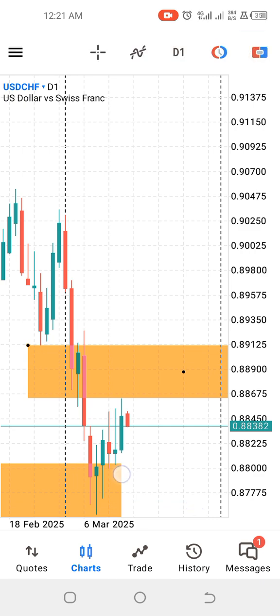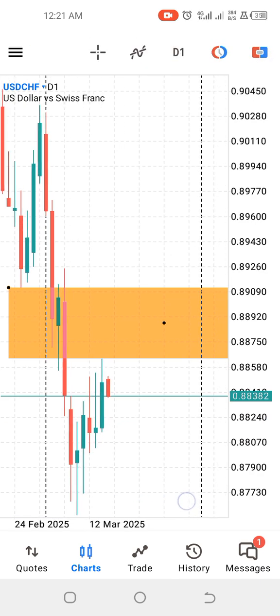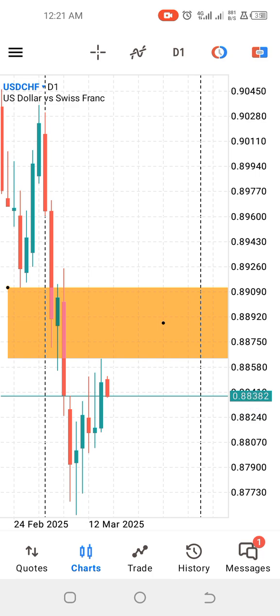So with the daily time frame, this is what I'm seeing right here. As you can see, by my time, this is 12:22 a.m., before midnight for Monday. So that's when I'm doing this analysis. As you can see, this is the weekly fair value gap.